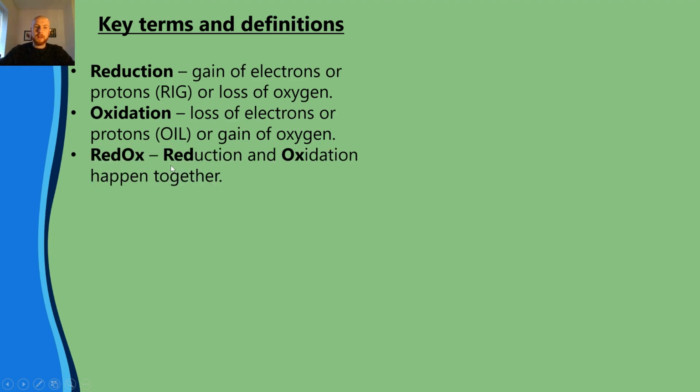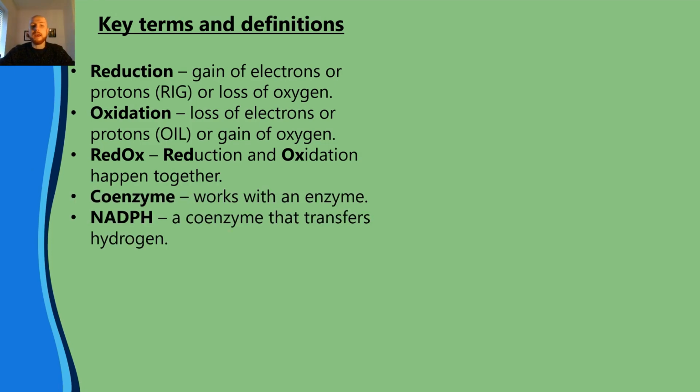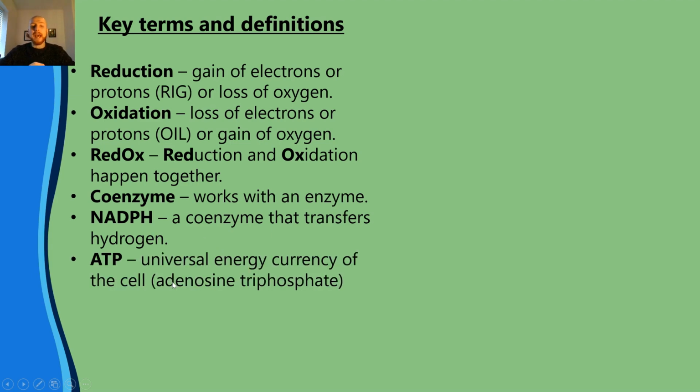Redox, next of all, that means reduction and oxidation happening together, because when one thing is reduced, another must be oxidized. Coenzymes work with enzymes. NADPH, remember the P for photosynthesis, that's a coenzyme that transfers hydrogen in photosynthesis. ATP is the universal energy currency of the cell, and it stands for adenosine, which is the A, tri for T, phosphate for P, ATP.